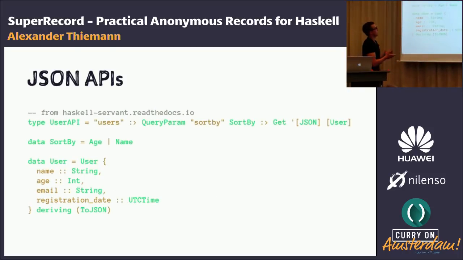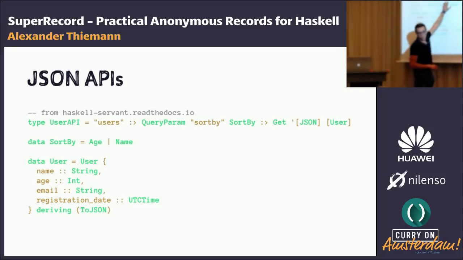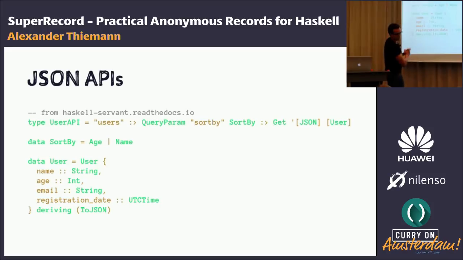And the same goes for JSON APIs, for example. So let's take this example from Servant. The idea in Servant is that you formulate your whole API as a type, right? So this says, you have an endpoint that is users/ and then some query param you pass in, and it returns a JSON formatted user, right? And your user is this Haskell type. Well, this is really great.